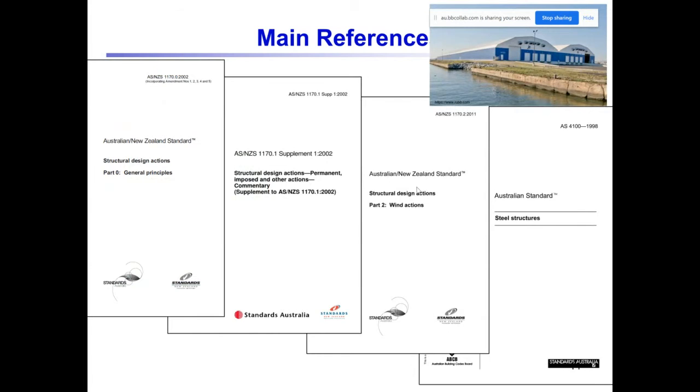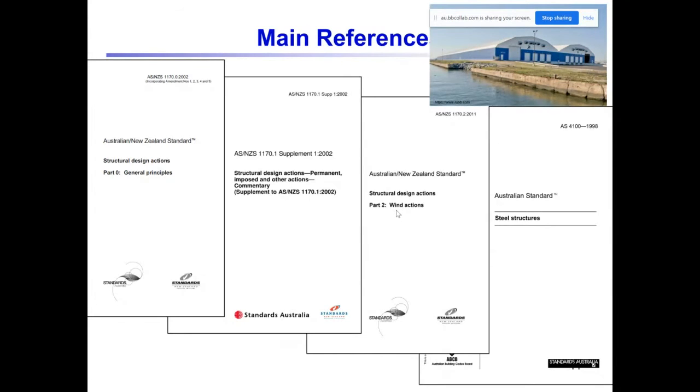And for the design of the warehouse and the steel structure of the warehouse, these are the main references. They are Australian standards. The first three that you can see are related to determination of the load. So part 0 is about general principles. Part 1 is about the determination of the dead load as well as the live loads. And part 2 is related to wind load.